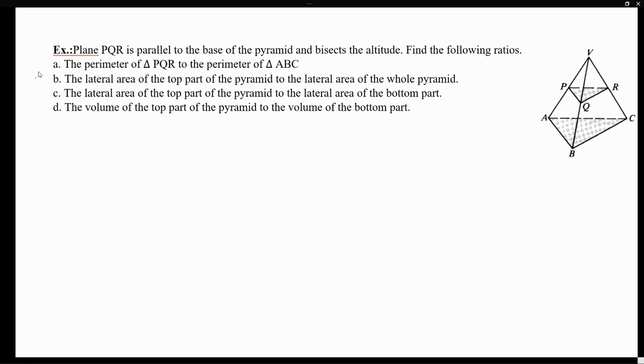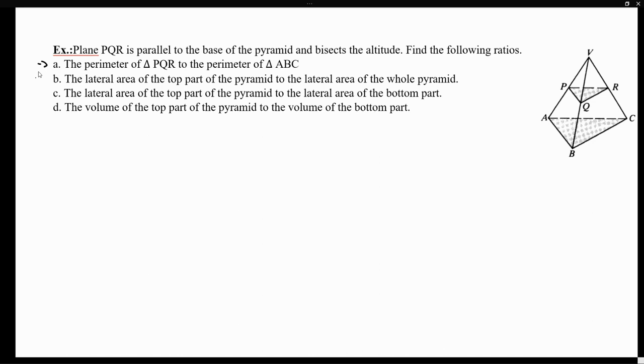And it bisects the altitude. So this PQR is going to bisect the altitude of the solid. And what we want to do is find the following ratios. Let's start by finding the perimeter of triangle PQR to the perimeter of triangle ABC.